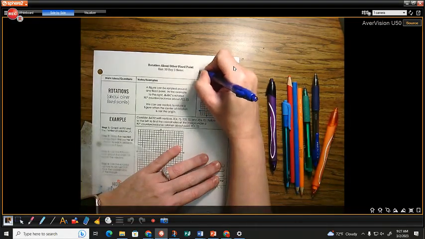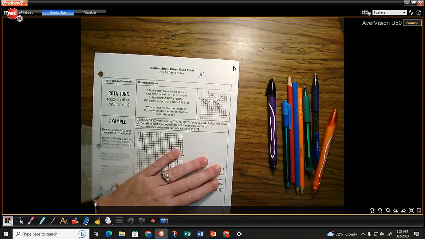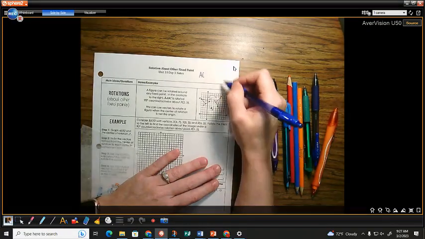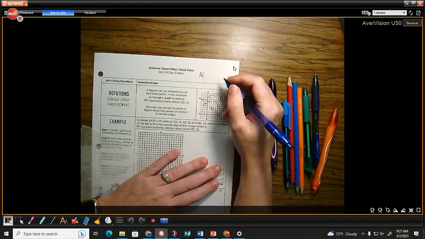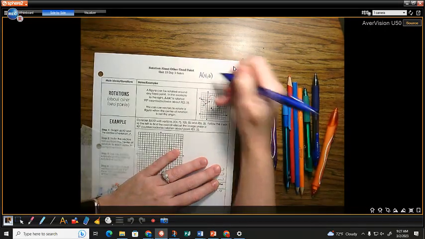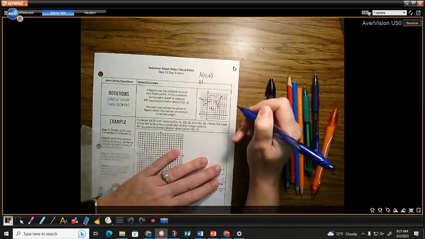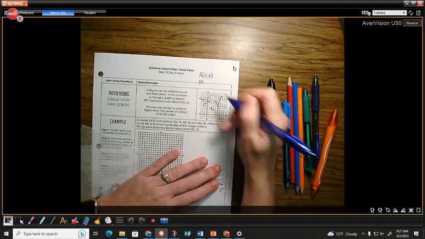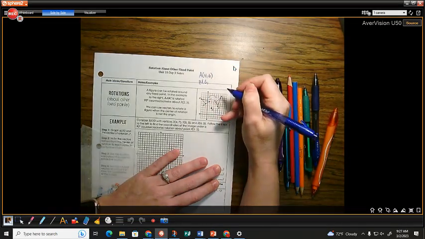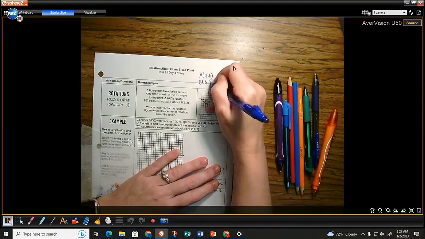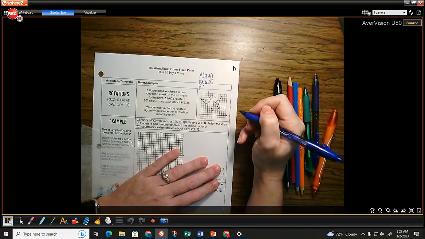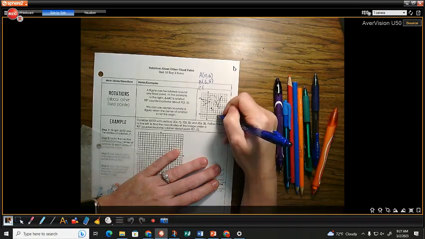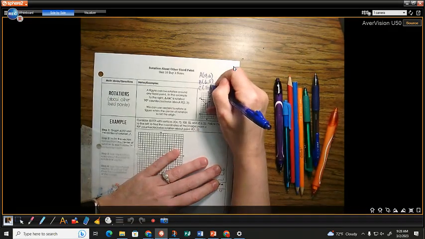So where is point A? Someone find point A and tell me its coordinates. You might have to use more than one hand. 4, 6. Okay, and where's B? Someone else? 6, 8. And C? 5, 4. Cool.